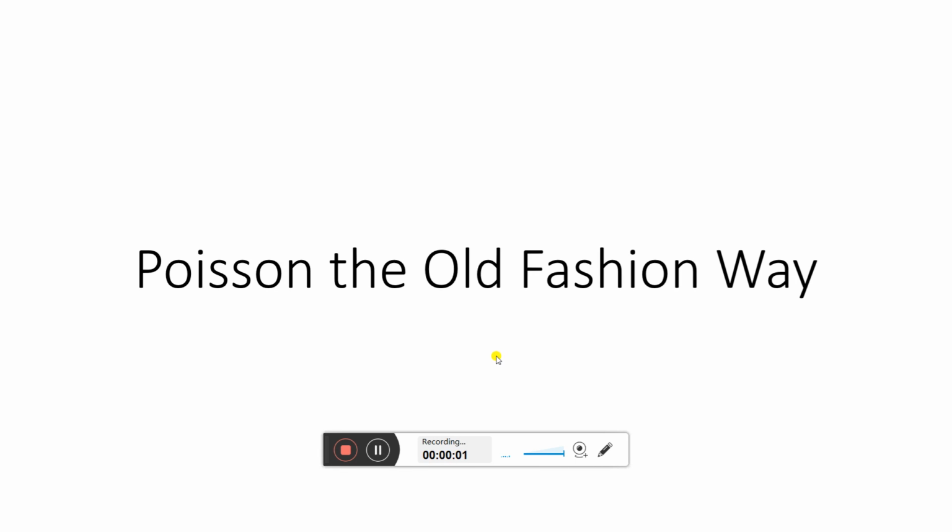Okay, there's a question about how to do a Poisson using just a calculator. In other words, crank this thing out by hand. So let's take a look at that.